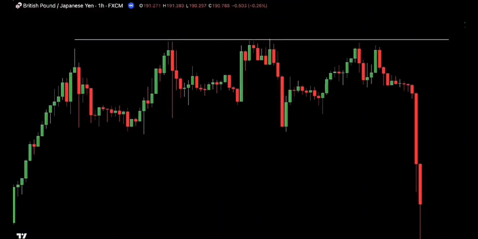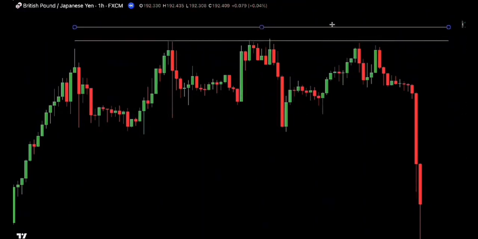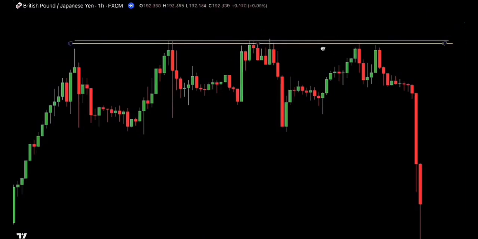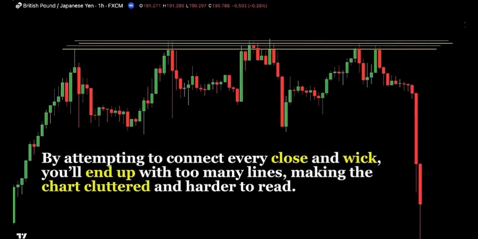Some traders try to connect all candle closes and wicks with separate lines. Let's do that now. As you can see, by attempting to connect every close and wick, you'll end up with too many lines, making the chart cluttered and harder to read.